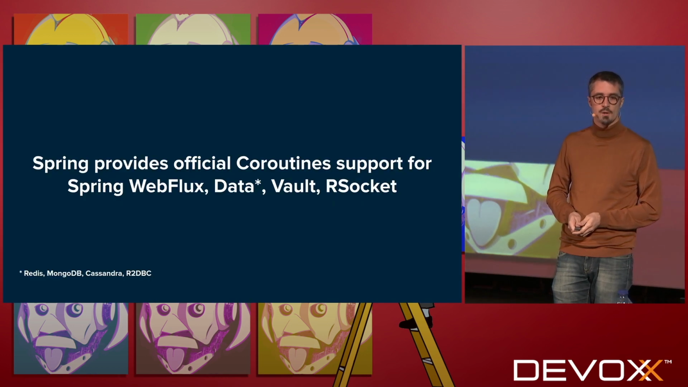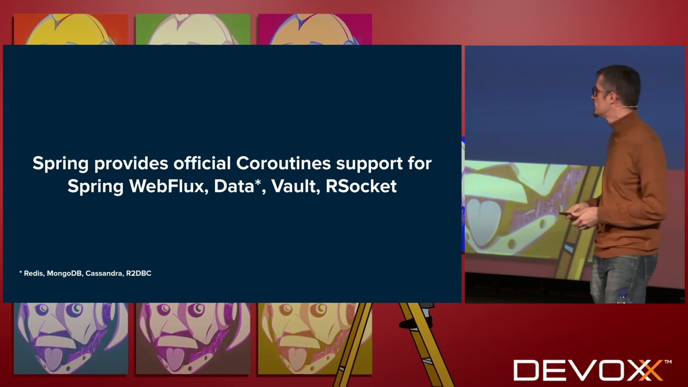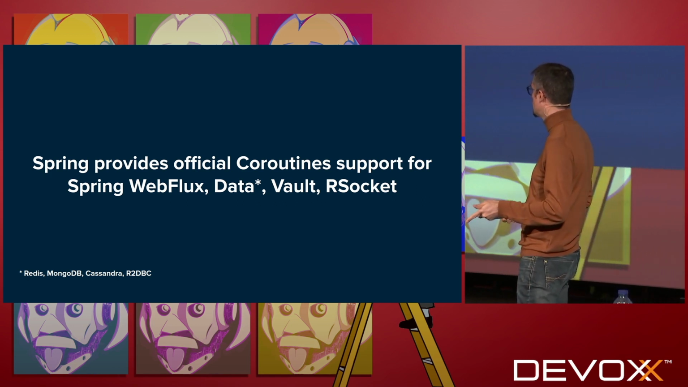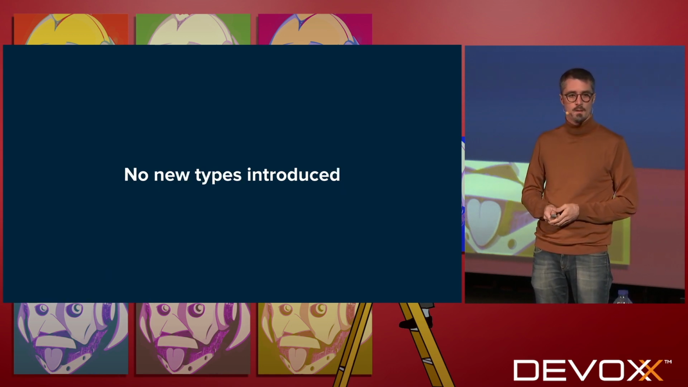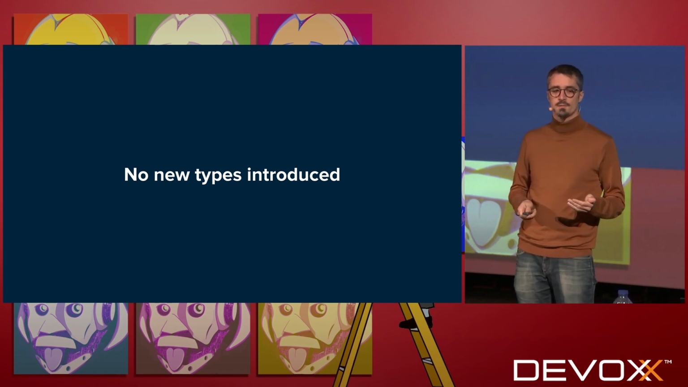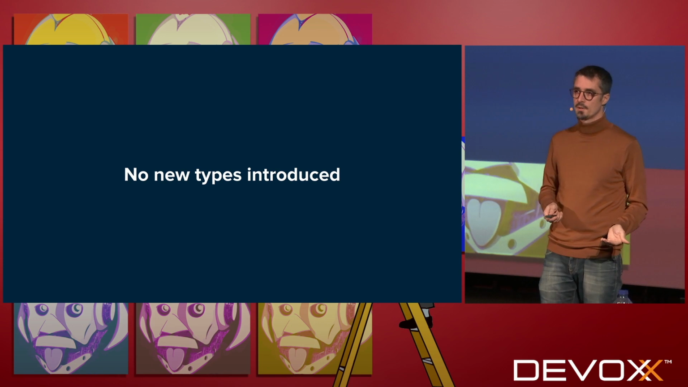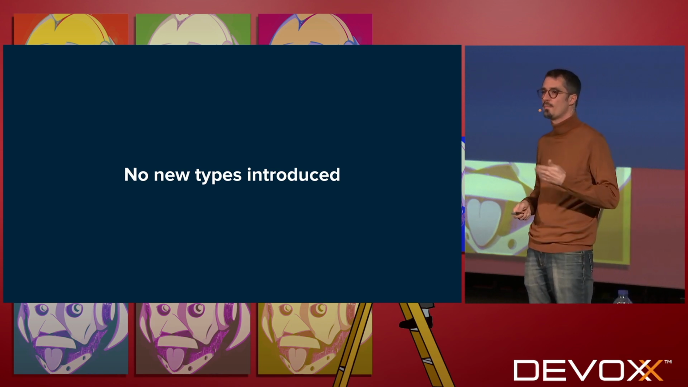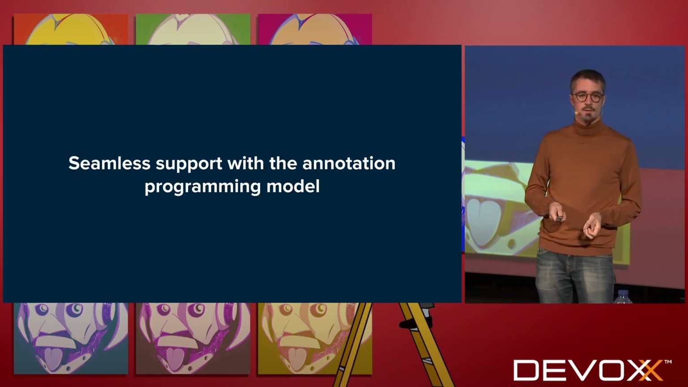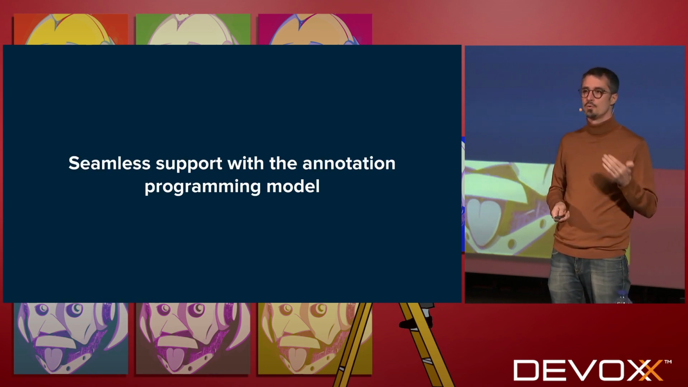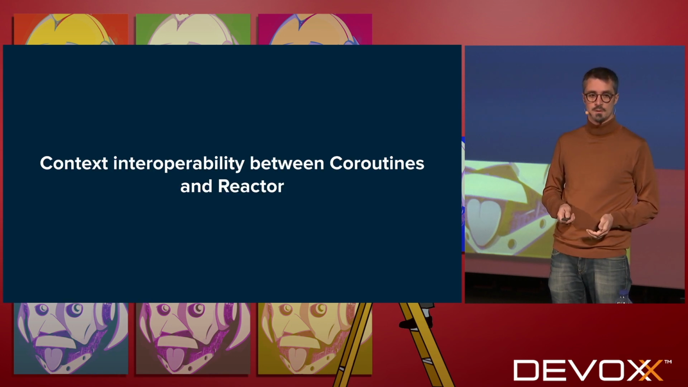So Spring provides official coroutine support for Spring WebFlux, Spring Data, Vault, and RSocket. For Spring Data, we support Redis, MongoDB, Cassandra, and R2DBC. So how do we support that in WebFlux? No new types were introduced. Okay, so you are still going to use WebClient or other types that you use on the reactive side. But we support it seamlessly with the annotation programming model.